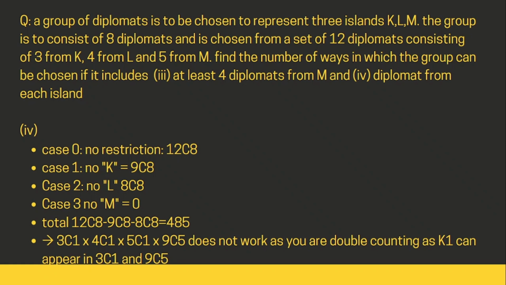Now, you cannot do double counting. Or what I mean is that you cannot do 3 choose 1 times 4 choose 1 times 5 choose 1 times 9 choose 5. It doesn't work. You're going to end up double counting, as let's say your first person in K can also appear in the 3 choose 1 and the 9 choose 5. And so, how this 9 choose 5 comes about is that you're trying to choose the remaining 9 people, let's say. So you first choose your K, your L, your M, then afterwards you just choose the remaining 9. That unfortunately doesn't work, because when you have your 4 choose 1 and your 5 choose 1, then there will be a double counting. So that's why you cannot do that. The best is just do a complement method.